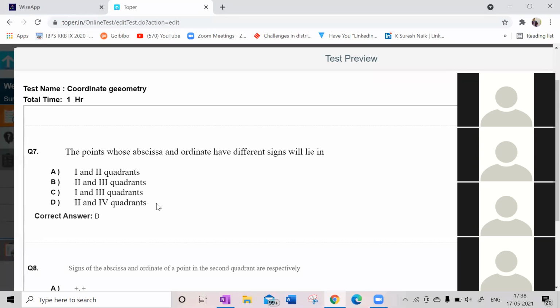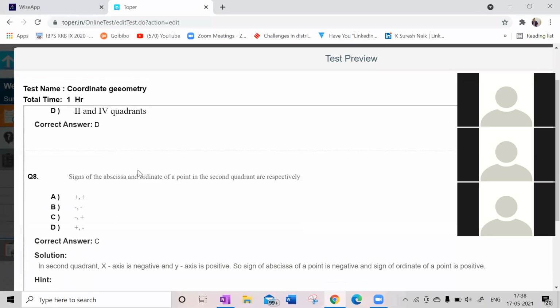See, I have given one third and second. This kind of question has been asked just since it was your first exam on coordinate geometry. From next time onwards, you might get some advanced type of questions. Don't worry. Clear? So the points whose abscissa and ordinate have different signs will lie in the second and fourth quadrant. Same question has been asked.